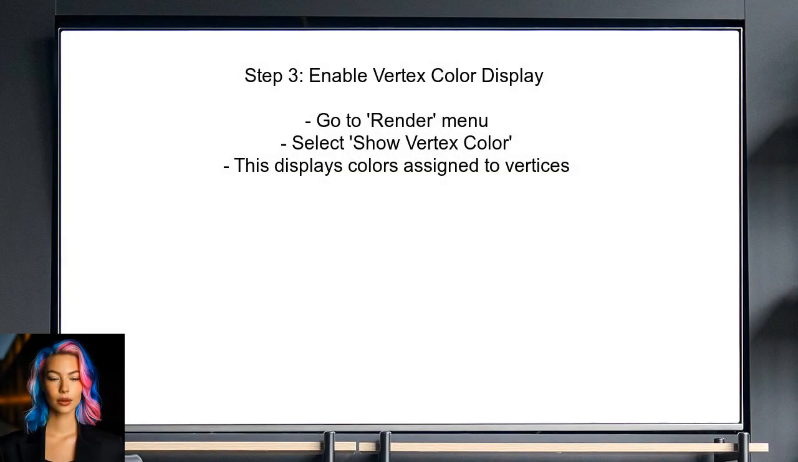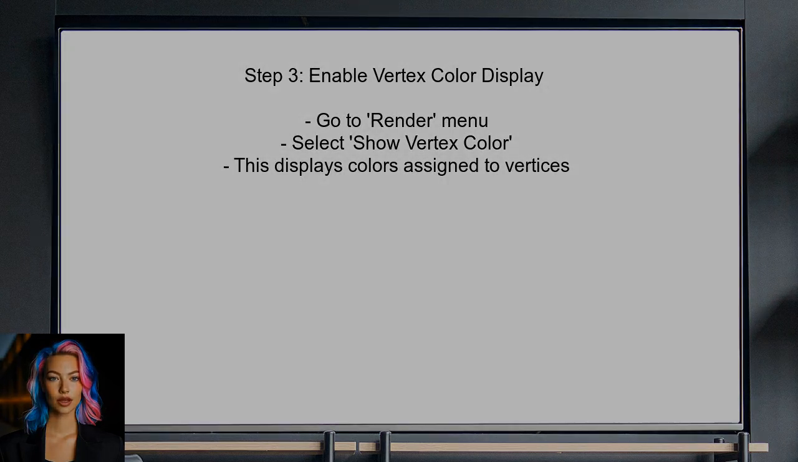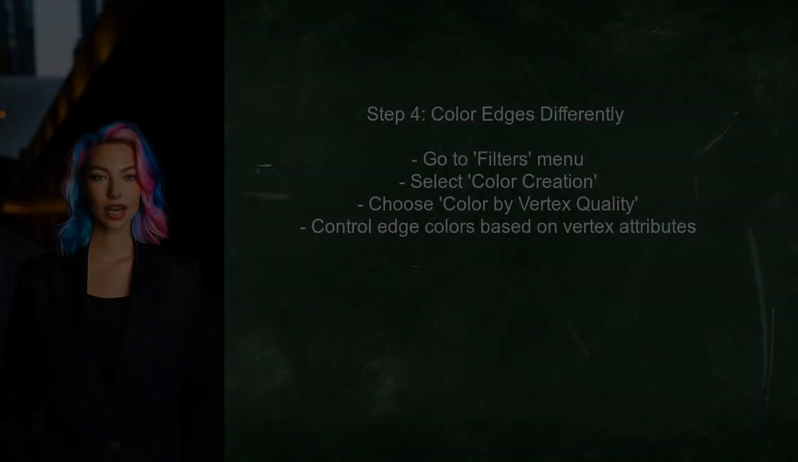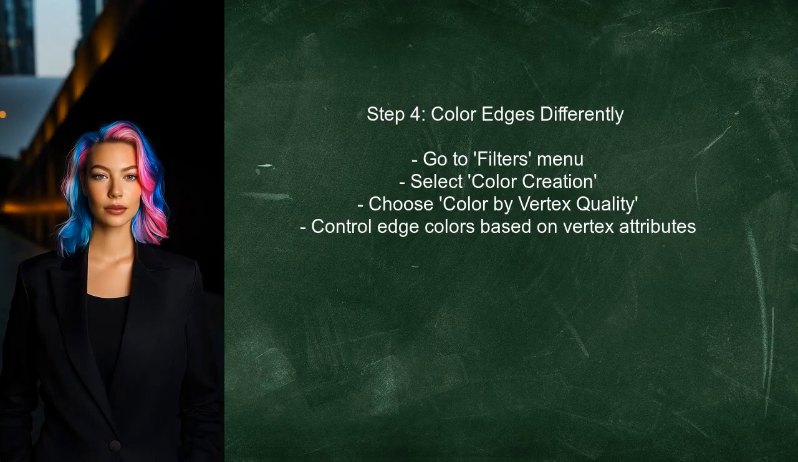Once the mesh is loaded, the user should navigate to the Render menu. Here, they will find an option called Show Vertex Color. This will allow the mesh to display colors assigned to the vertices. Now, to color the edges differently, the user can use the Filters menu. They should select Color Creation and then Color by Vertex Quality. This allows for more control over how edges are colored based on vertex attributes.